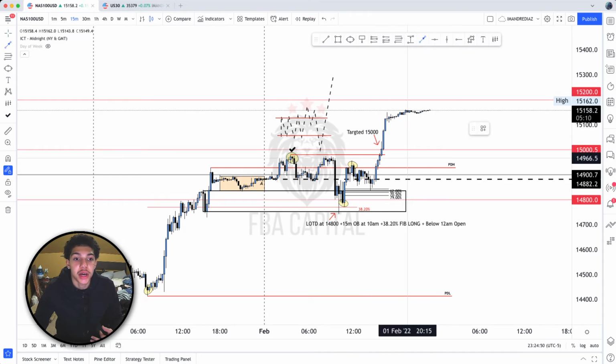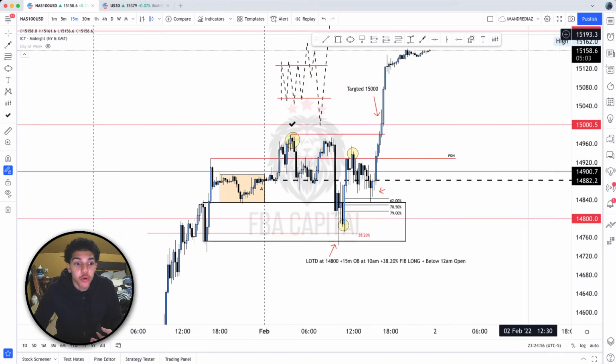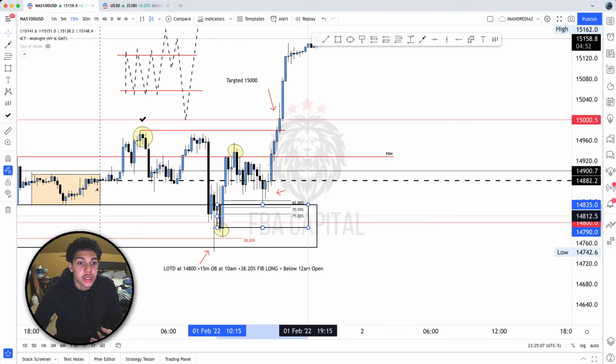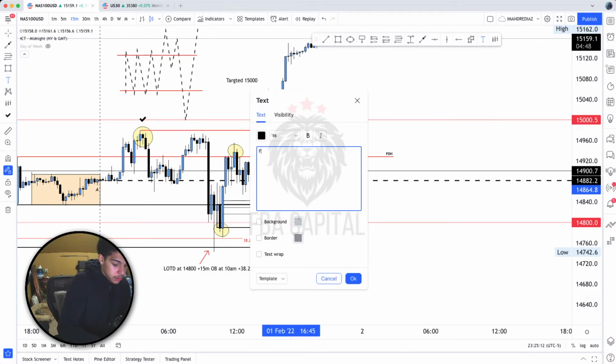where you could have got a possible re-entry at 14,900, below the 12 a.m. candle, after retesting both the order block from before, tapped right into the order block, tapped right into this even smaller lower time frame 15-minute order block within the major order block. And you can see from here price then started to reject, so we're going to write those down too. We had a FIB long plus 15-minute order block. I'm going to just put X times 2 because it was 2 of them.